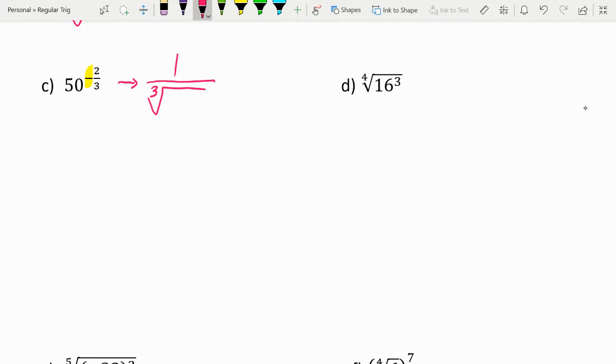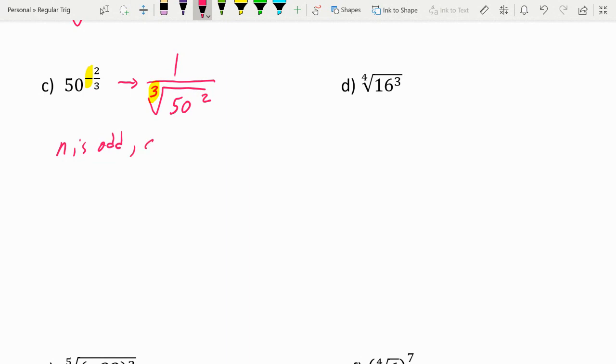The 50 still goes there to the second power. All right? So hopefully everybody's okay with that. Now we look at this. N is odd. All right? Remember, there's N. N is odd.